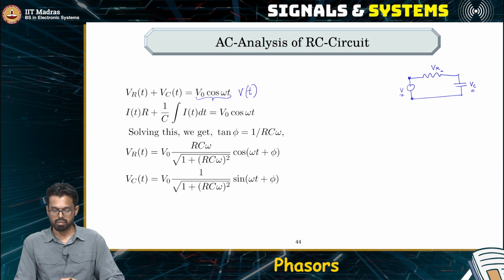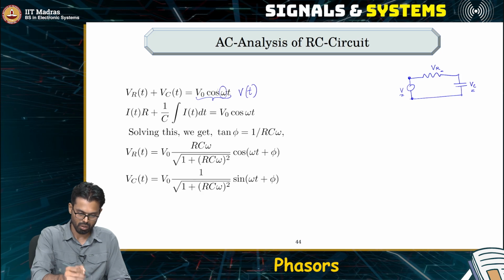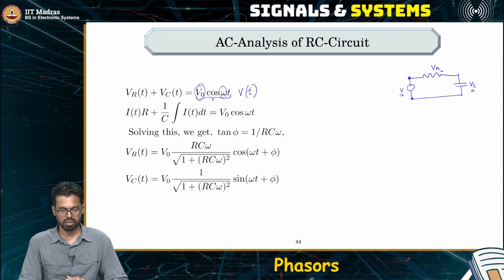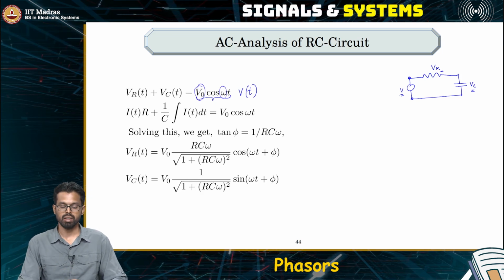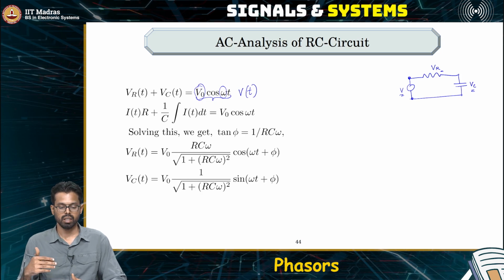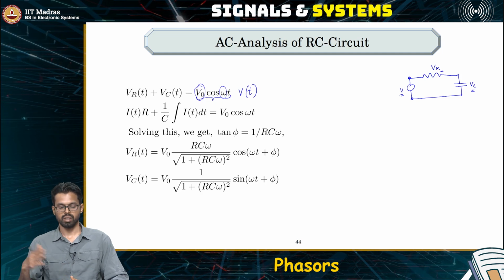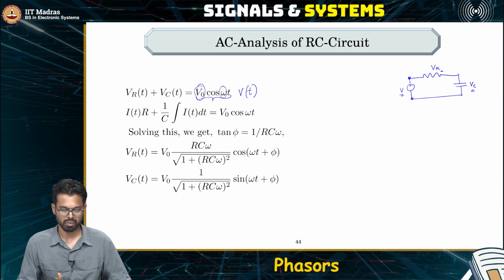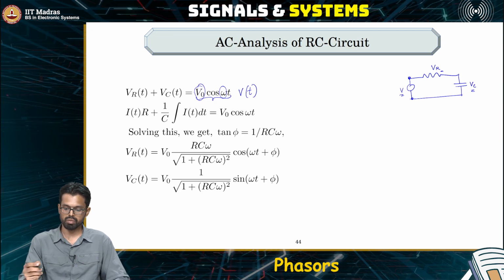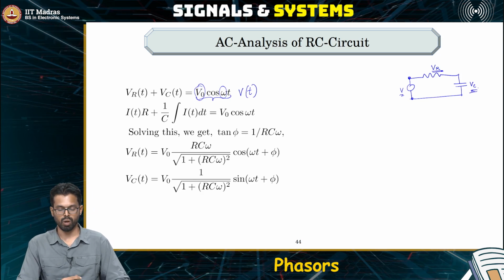We are applying an AC voltage which keeps going up and down with frequency given by omega, and its magnitude is V naught. So if V naught is, let's say, 10, and the frequency is, let's say, 50 hertz, then the voltage oscillates between 10 volts and minus 10 volts with a frequency of 50 hertz. Then within a second it alternates 50 times. Now if we want to find out the corresponding voltage here and across the capacitor, how do we do that?